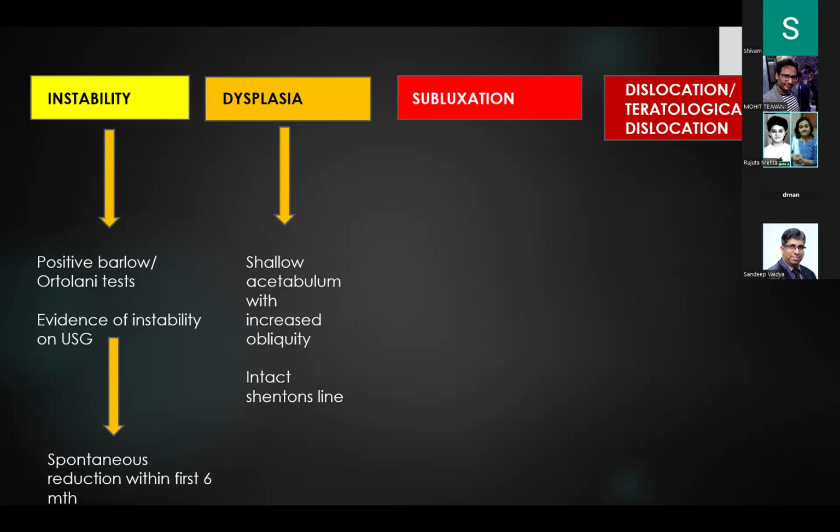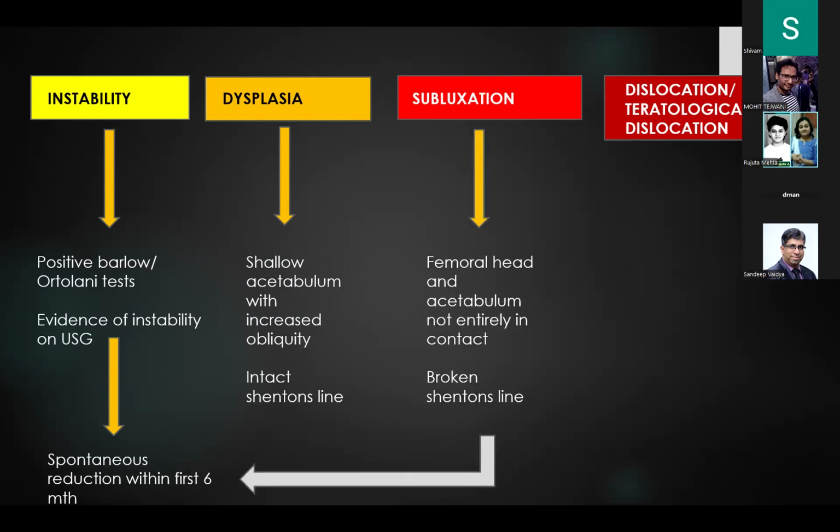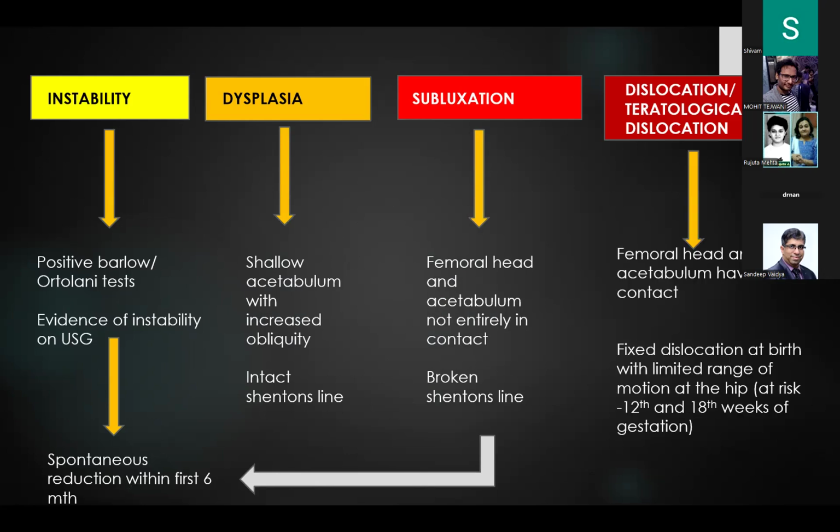If there is dysplasia, there will be a shallow acetabulum with increased obliquity. However, the Shenton's line will be intact. If there is dislocation, the femoral head and acetabulum will not be entirely in contact, and the Shenton's line will be broken. Whereas if there is a teratological dislocation or dislocation at birth, the femoral acetabular contact will be completely disrupted, and this will be fixed in that there will be limited motion and the hip will not be relocatable.